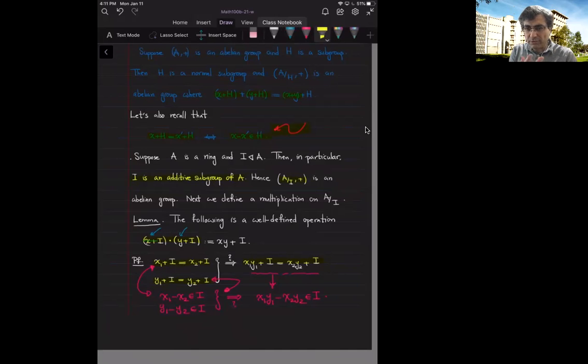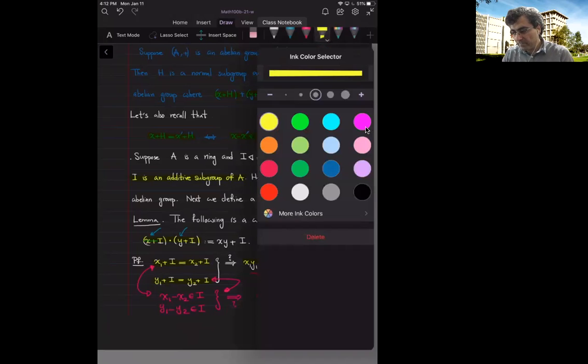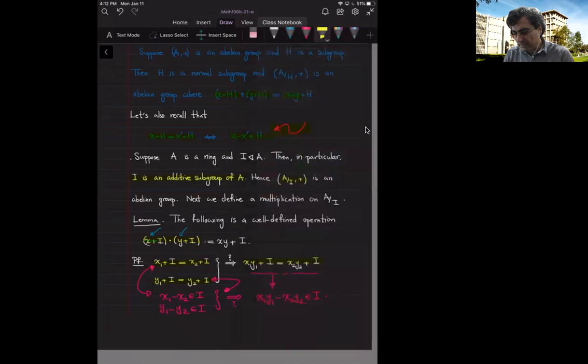So in order to make it into a ring, it's enough to define a multiplication on this set. So that's our next goal. We want to define a multiplication on the set of all the cosets of I. What is it? We pick two cosets. One of them is represented by x, the other one is represented by y. Then I'm going to define the product to be the coset that's represented by xy. So the coset that's represented by xy is defined to be the product of these two cosets.